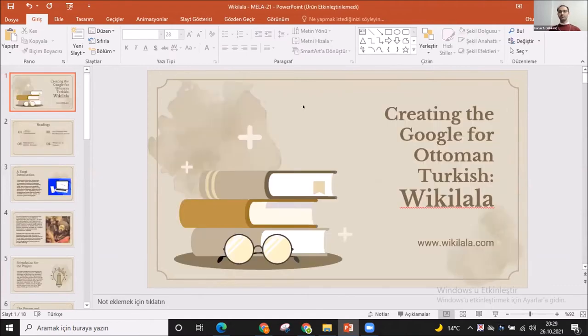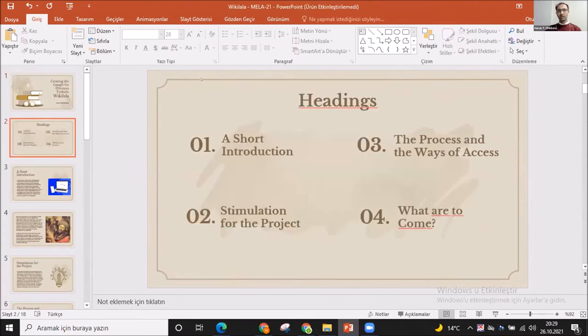The title of the presentation is Creating the Google for Ottoman Turkish, Wikilala. And let me sum up as I'm starting. The headings will be a short introduction about Wikilala. Then I will go further with the stimulation for the project, and third, the process and the ways of success. And the last, what is to come? What we are going to plan and what our next projects are, I will talk about later.